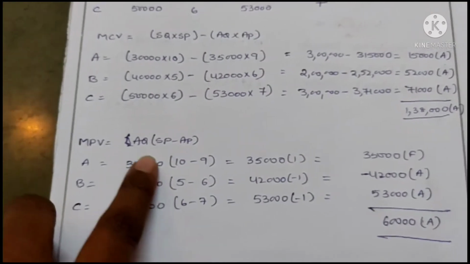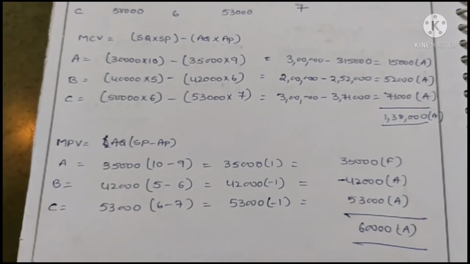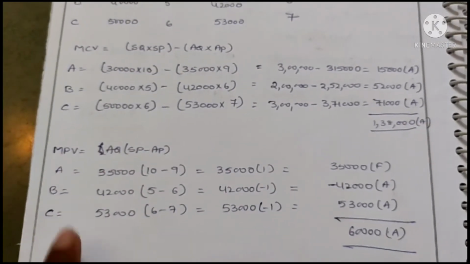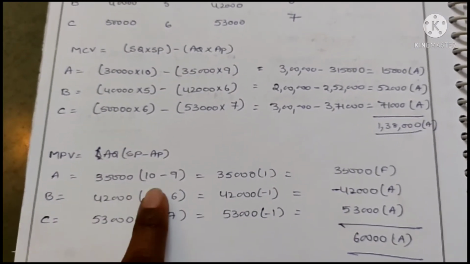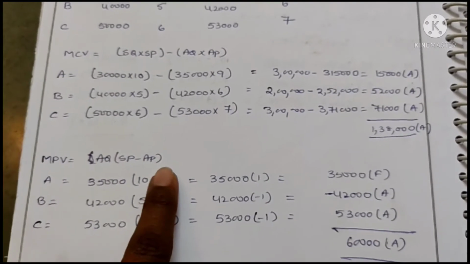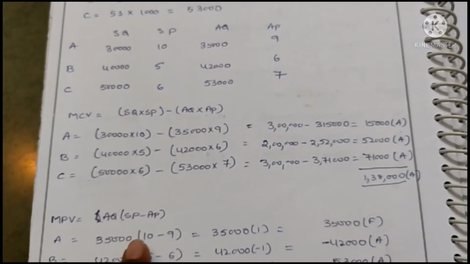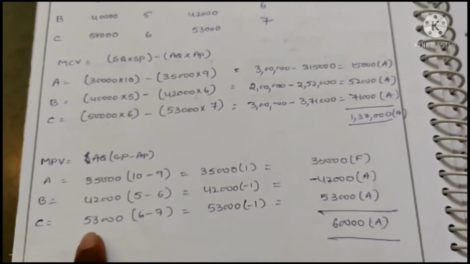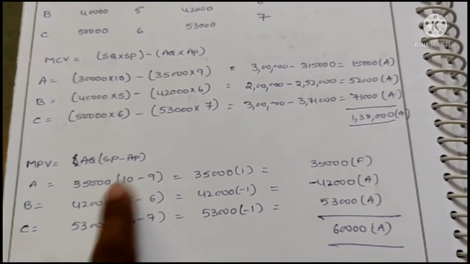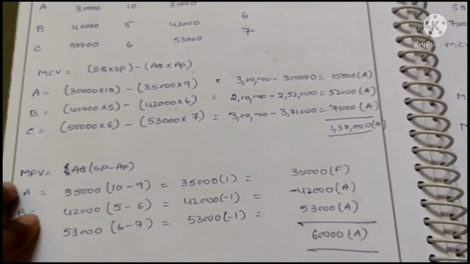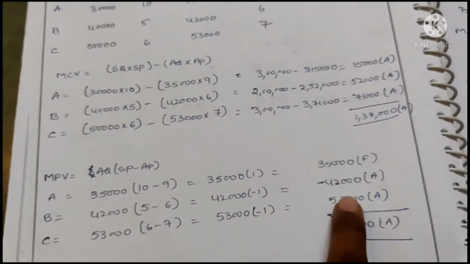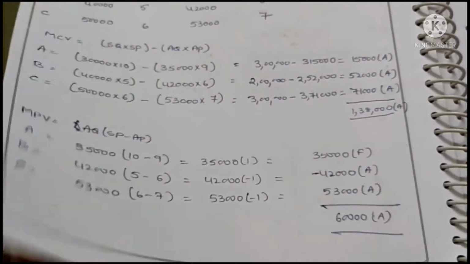Okay. Next MPV. I have already explained all these in detail in previous videos, so now I am only telling it in general. So carefully, 35,000 AQ into SP minus AP. Yes or no? So that AQ is how much? 35,000. 35,000 into 10 minus 9. 42,000 into 5 minus 6. 53,000 into 6 minus 7. Calculate it. You will be getting a 60,000 adverse. 60,000 adverse over there. Okay. Why? Because minus value is greater, plus value is less.